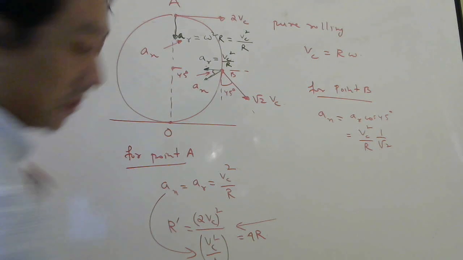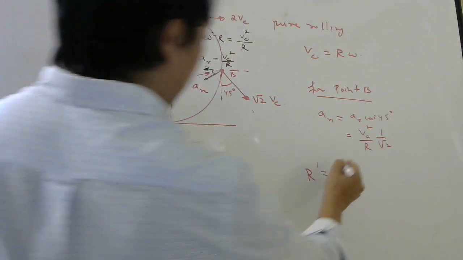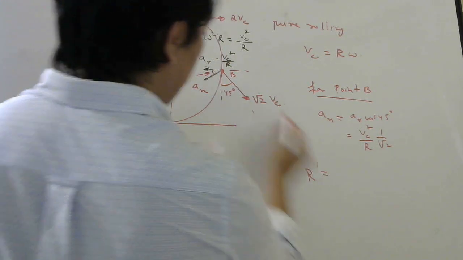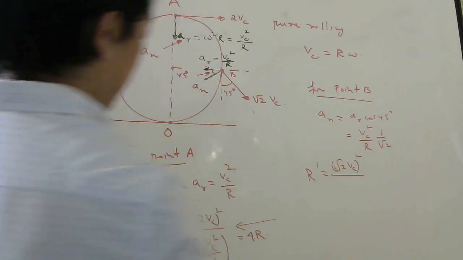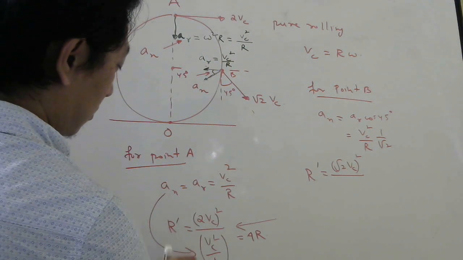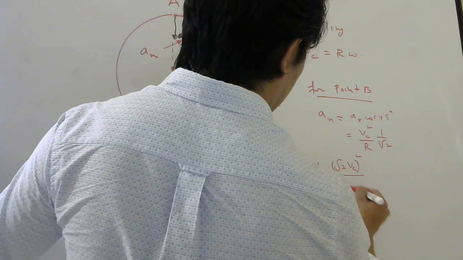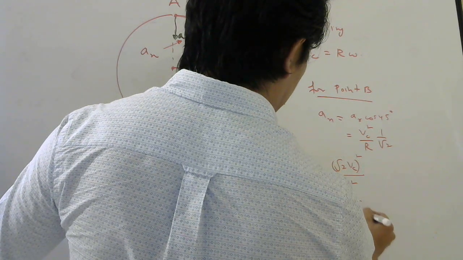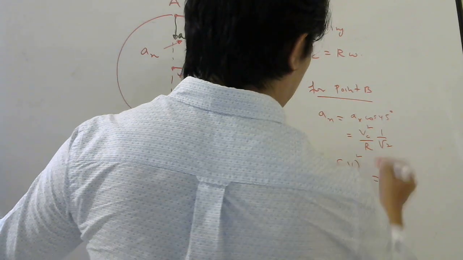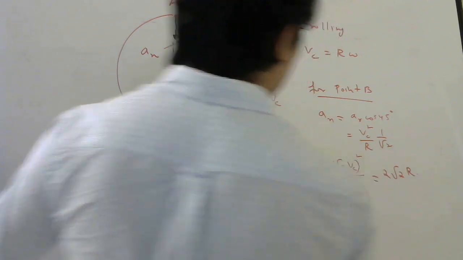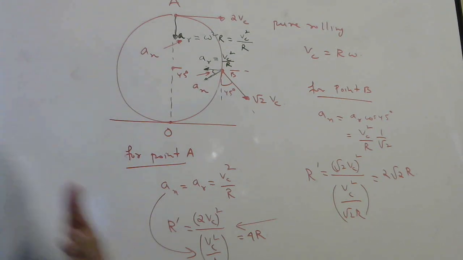Then how to find radius of curvature at that point? Divide the actual velocity square. Actual velocity is root 2 Vc. So root 2 Vc square, and radius is that divided by the normal acceleration. What is the normal acceleration? Vc square by root 2R. So Vc square cancels, root 2 square will be 2, and this root 2 will go up into R. So that is the radius of curvature at this point. Okay, so it's a very interesting concept.